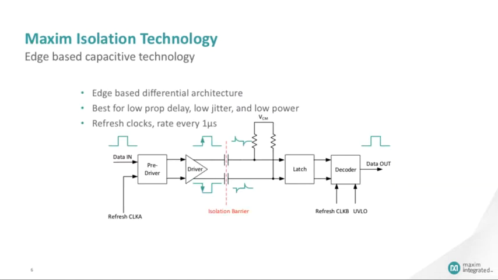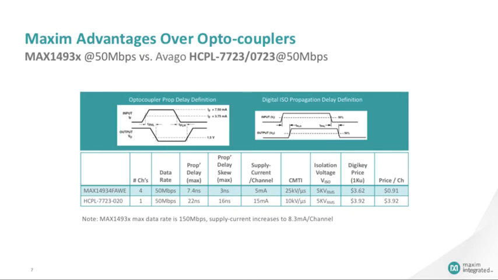Maxim's isolation products use edge-based capacitive technology, giving the best performance in terms of lowest propagation delay, lowest jitter, and lower power. This slide shows the advantages of Maxim digital isolators over optocouplers. Faster propagation delay. The Maxim digital isolator has a maximum of 7.4 nanoseconds delay compared to 22 nanoseconds with the optocoupler. You also get lower pulse width distortion, 1 nanosecond with Maxim versus 2 nanoseconds with the optocoupler.